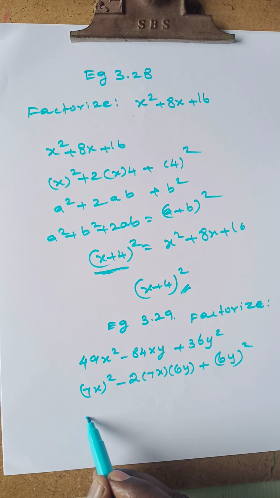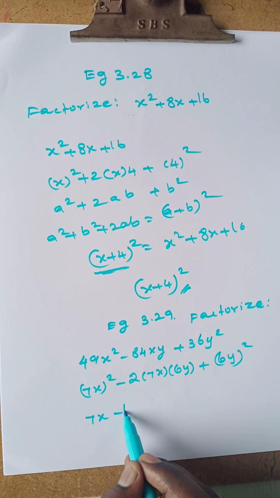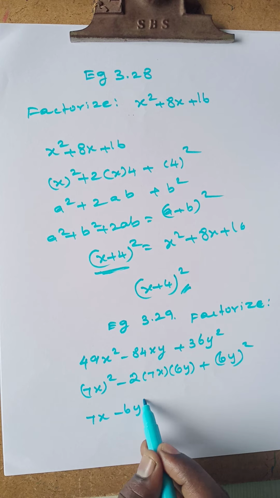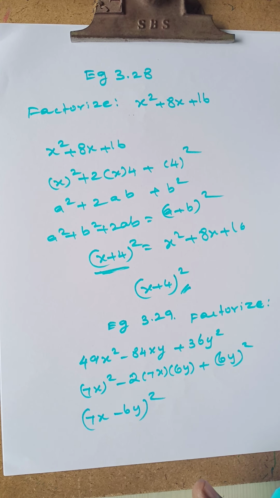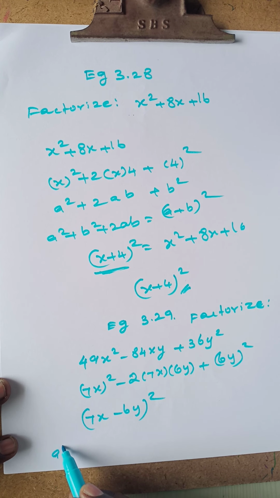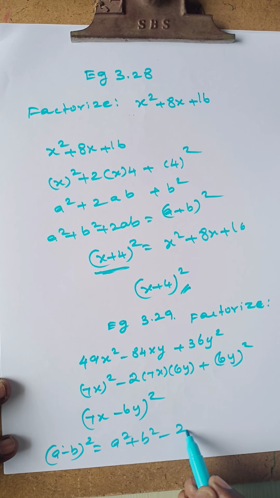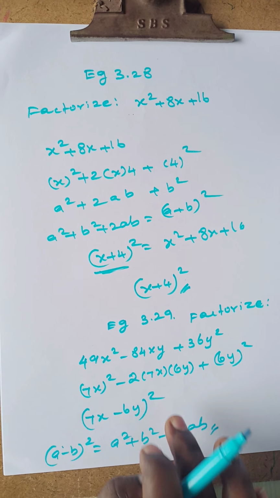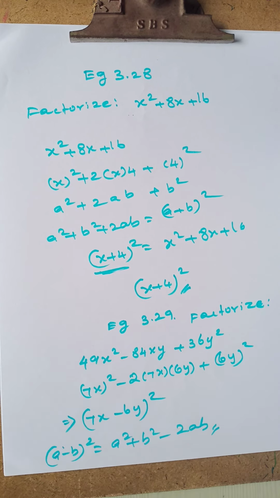So what is this one? a square is 7x, b square is 6y, minus 2ab. It is a minus b the whole square. The formula is a minus b the whole square equals a square plus b square minus 2ab. I used this identity to write it. The answer is 7x minus 6y the whole square.